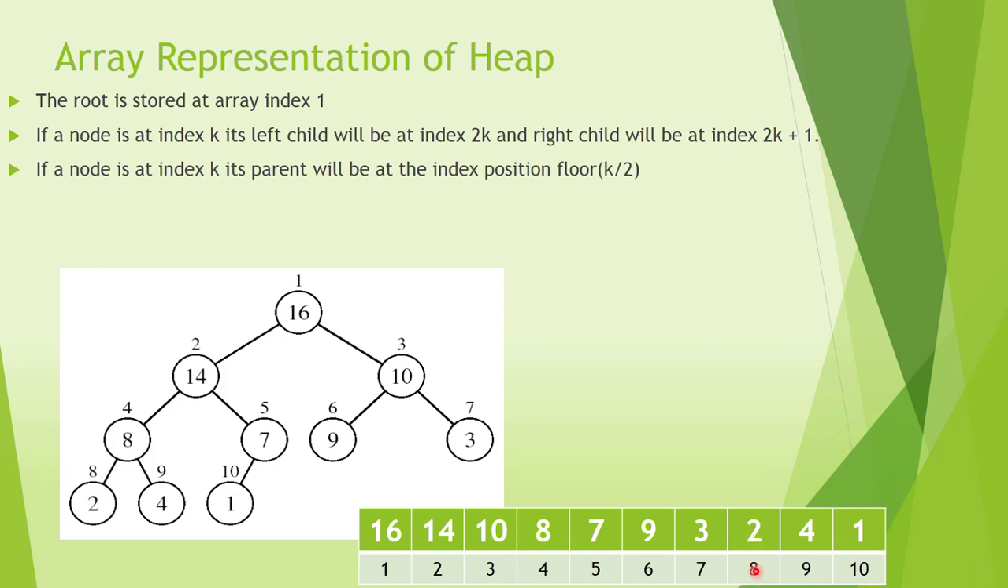2 is stored in 8. And the right child will be stored in 2 into 4 plus 1, that is 9. The element 4 is stored in 9. So similarly, to find the parent of 4, its index position is 9. 9 by 2 is 4.5. Floor of 4.5 is 4. That means the parent of 4 is 8, which is at the 4th index position.